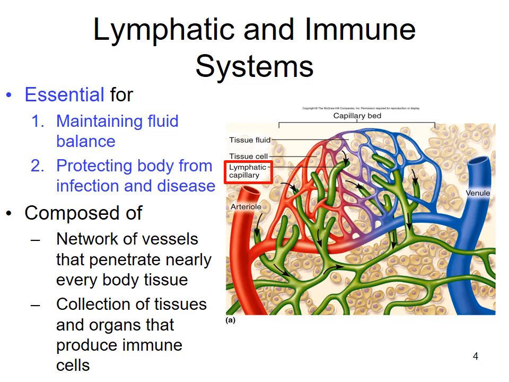So over here on slide 1, it says when you take a look at your lymphatic and immune system, it's going to be essential for maintaining your fluid balance, because it's going to be able to pick up that 20% or so that's being left behind by the veins and return it to the heart. And second, it's going to be able to protect our body from infection and disease, because as I've mentioned before, it'll be filtering the fluid and alerting your white blood cells if need be.